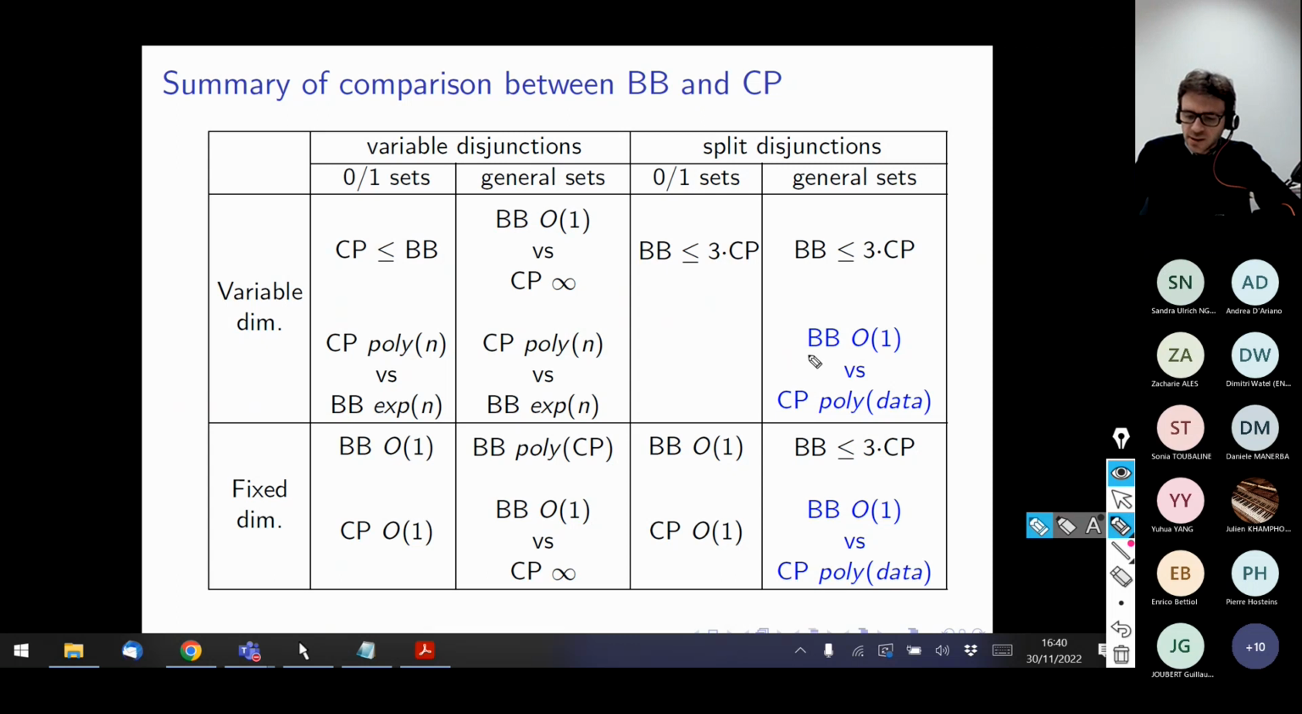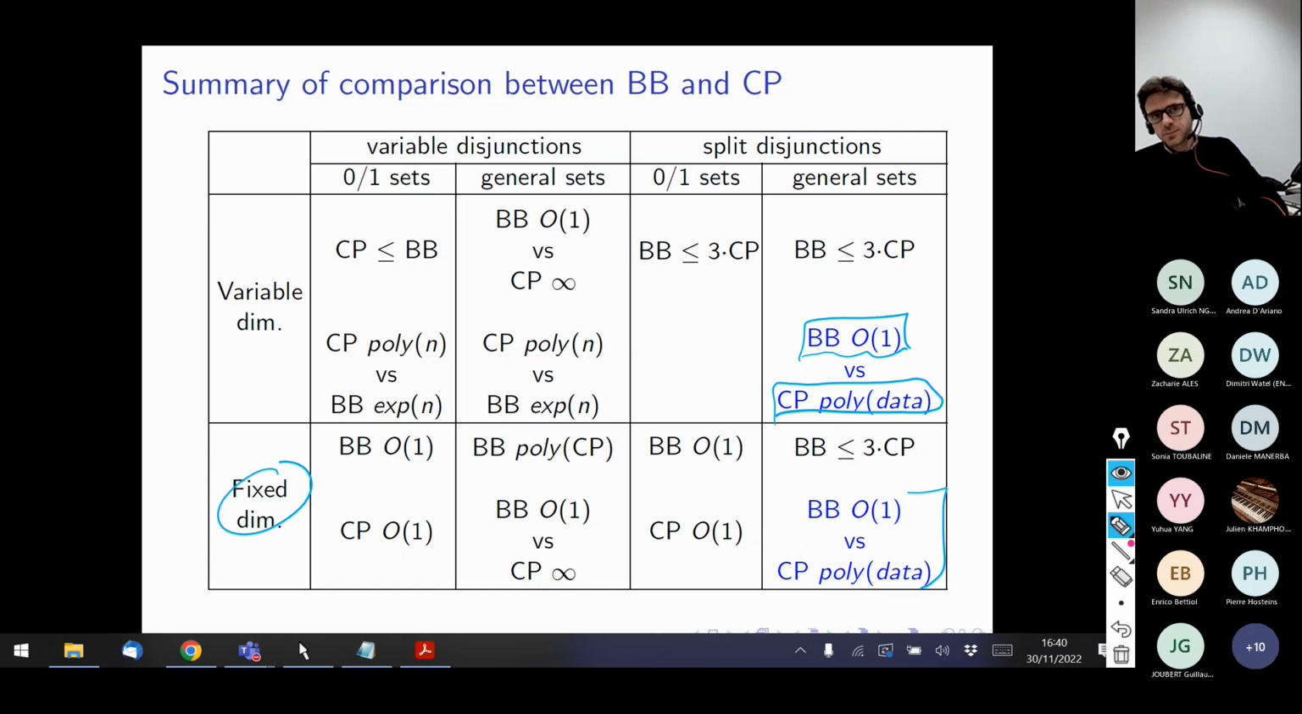Branch and bound can take constant time, even in fixed dimension. This is why I'm writing it also here. Branch and bound can take a constant number of iterations, and cutting plane can take a number of iterations which is polynomial, not exponential, but polynomial. I don't know if exponential, that's a question actually.